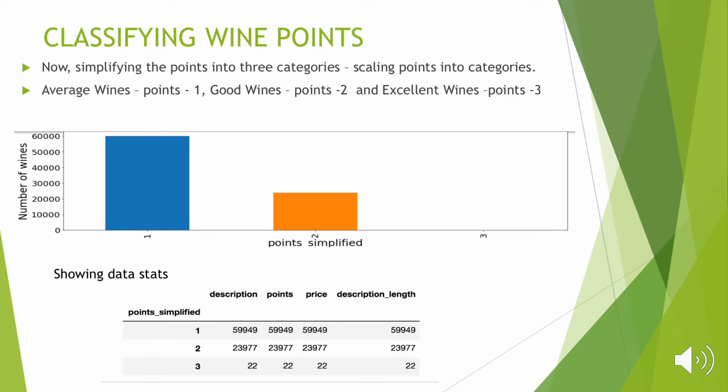What I actually want to do is to classify the wines into average wines, good wines, and excellent wines. So I scaled the points into these three categories, and I wanted to plot that and show the stats to show how it looks.